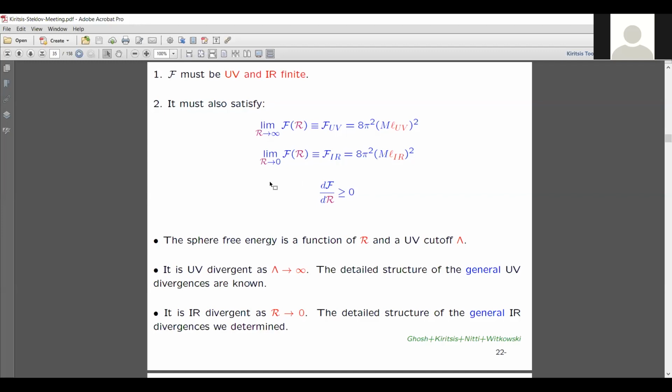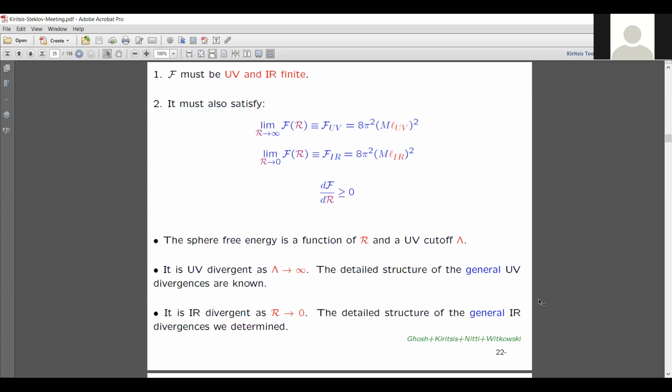Now, when you start computing the sphere free energy, in general, it's a function of the curvature and a UV cutoff. It is UV divergent when the cutoff goes to infinity, and the detailed structure of the divergence is well known, and we know how to renormalize via holographic renormalization. The free energy is also infrared divergent when you take the curvature to 0, and the most trivial divergence, of course, comes from the infinite volume, but there are subleading divergences.